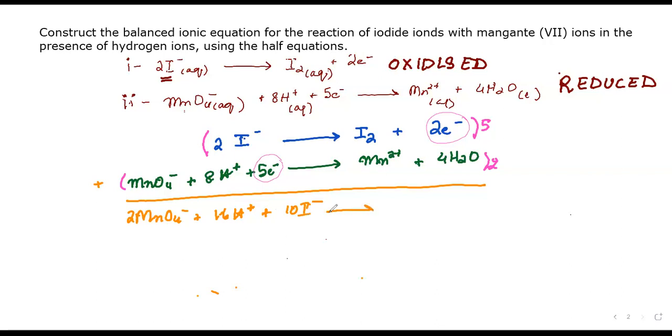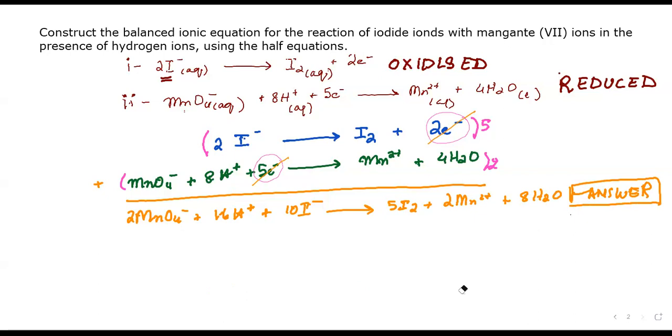Now I can write my arrow. Then 5I2 plus 2Mn2 plus, and 2 times 4 for the 8, 8H2O. And this is our final answer. This is the final overall equation for this particular reaction. Our electrons have been cancelled out with each other, so this will be your final equation. This is how you can construct an overall balanced equation.